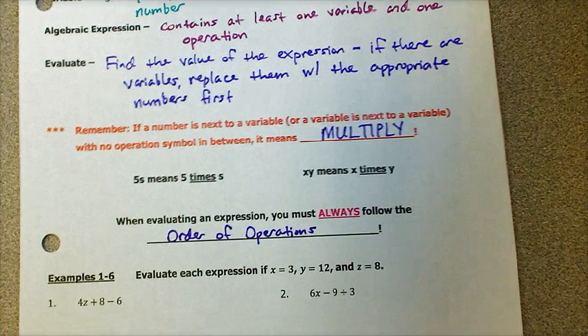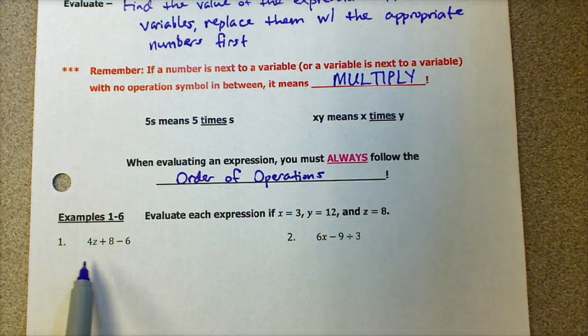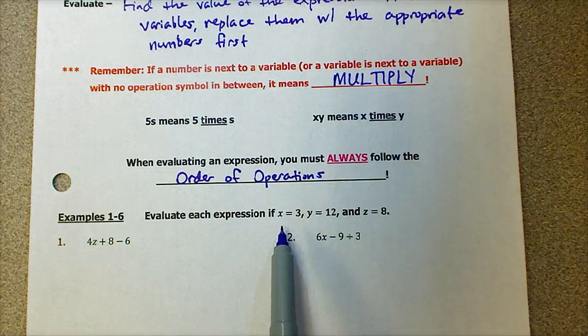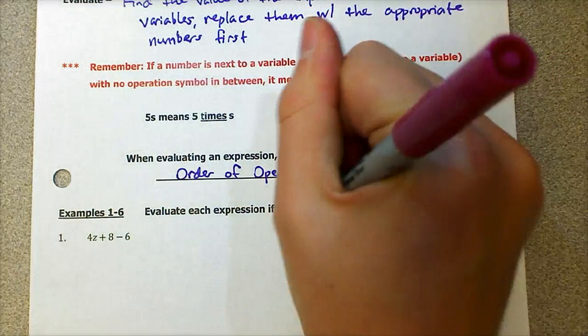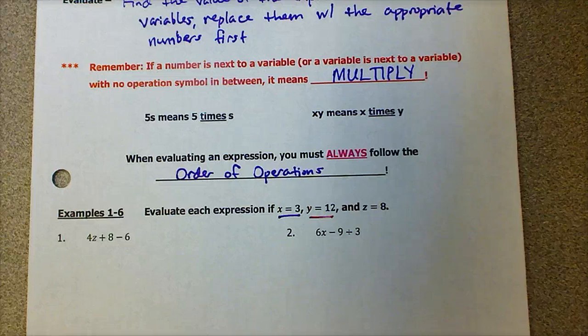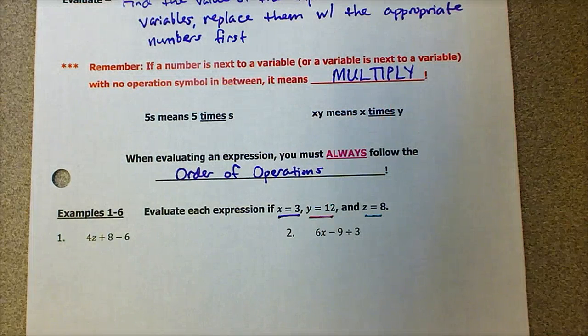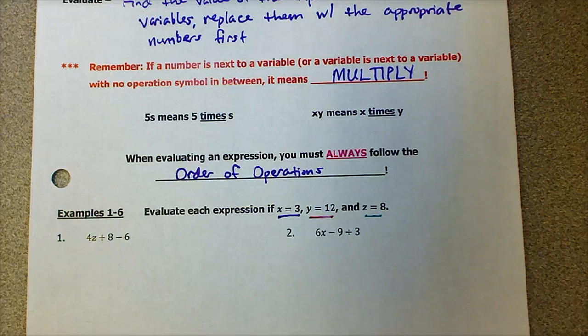Okay, so now let's look at example 1. We're evaluating this expression 4z plus 8 minus 6. And up here in the directions it says evaluate if x equals 3, y equals 12, and z equals 8. So those are the values that I've assigned to those variables. So anytime we see an x or a y or a z, we'll plug in that value, that number, for that variable.